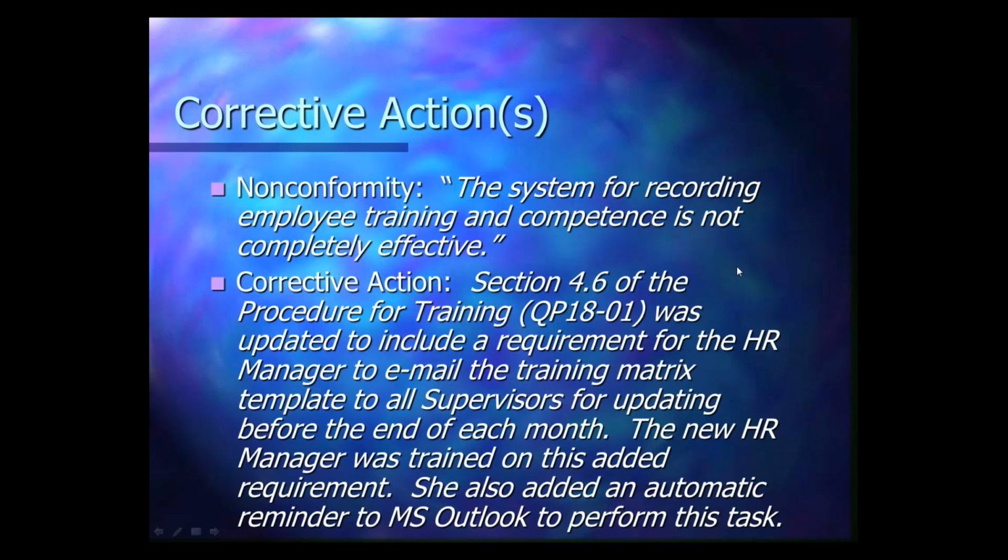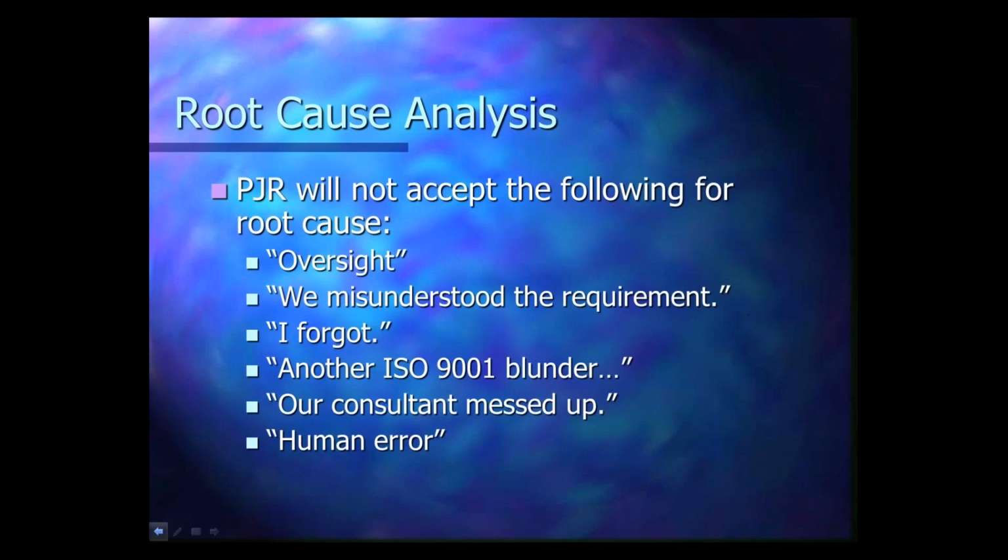So let's go back to the two examples we've been following through this webinar and see if the corrective actions address the root cause. Again, our nonconformity: the system for recording employee training and competence is not completely effective. Our corrective action: the procedure for training was updated to include a requirement for the HR manager to email the training matrix template to all supervisors for updating before the end of each month. The new HR manager was trained, and she also added an automatic reminder to Microsoft Outlook to perform this task. Does this corrective action address the root cause? Let's see.